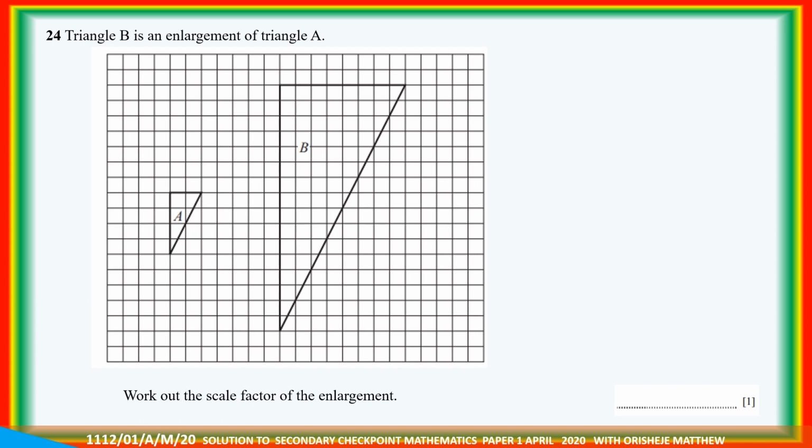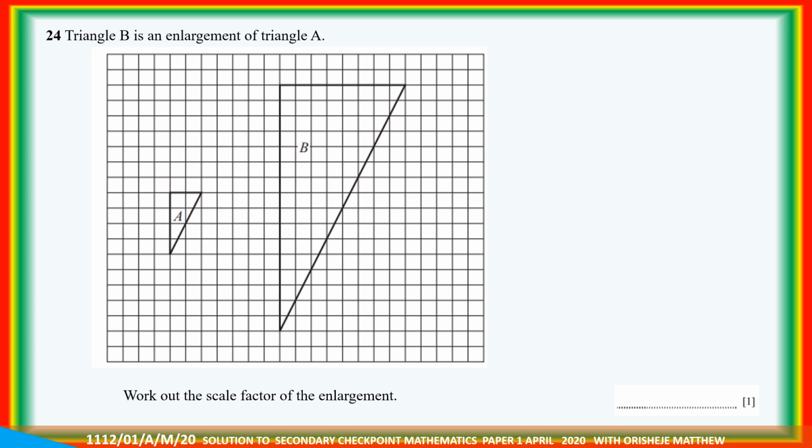Triangle B is an enlargement of triangle A. So triangle A is enlarged to produce triangle B. So how do you know? You need to find out.